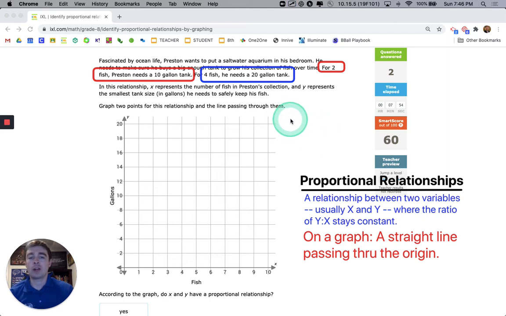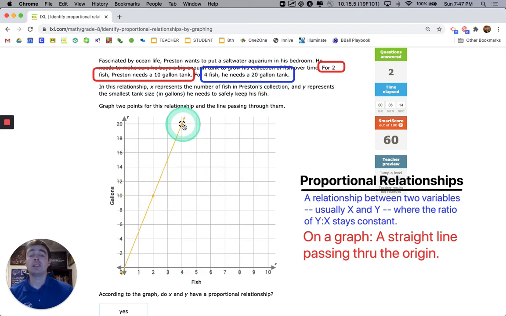I'm going to go ahead and graph those 2 points. 2 fish, Preston needs a 10-gallon tank, so find 2 fish on the x-axis, 10 gallons on the y. And this point here represents that red box. 2 fish will take 10 gallons. The other data point says at 4 fish we need 20 gallons. So at 4 fish we need 20 gallons.